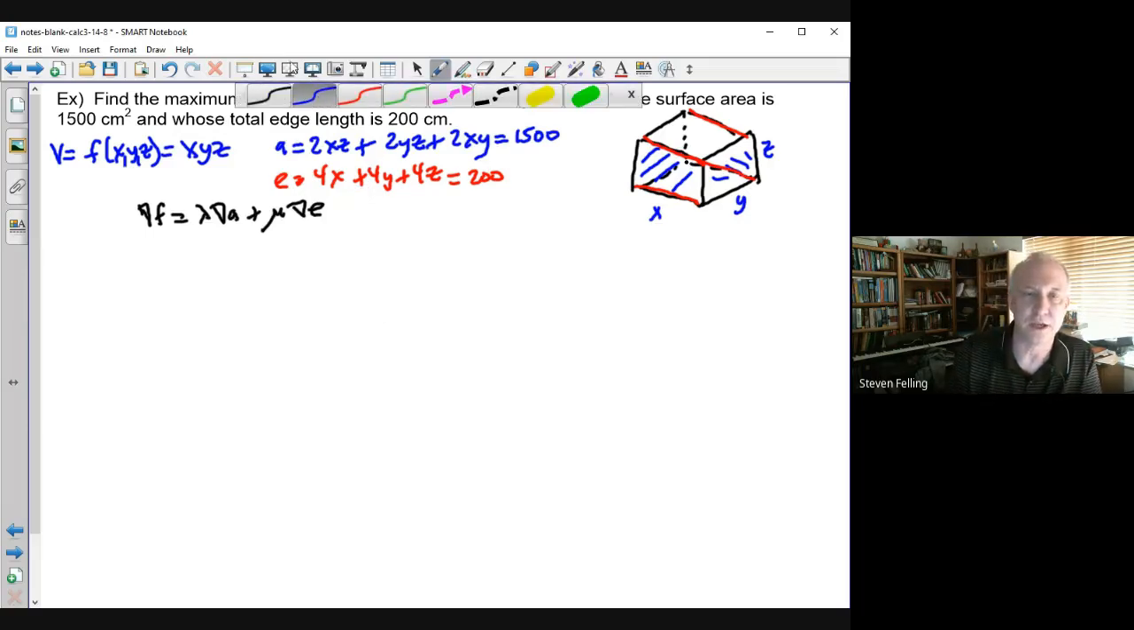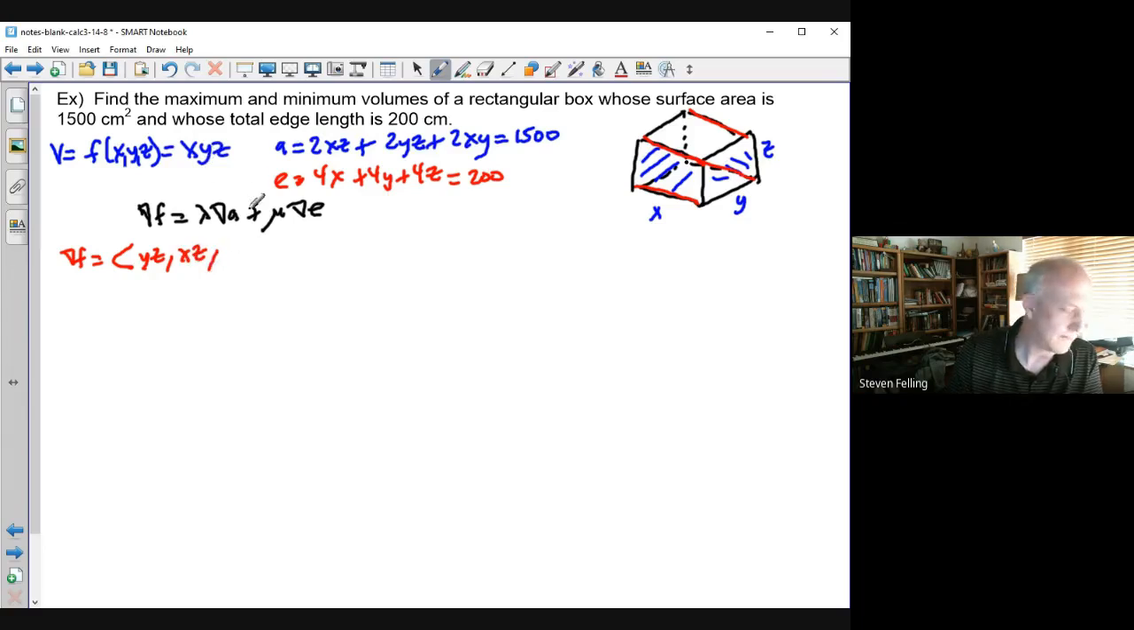I'll do that in red. Okay, so the gradient of F, that would be the partial derivative in the x direction, which is yz. And then the y component would be the partial derivative in the y direction, which would be xz, right? And then the partial derivative in the z direction, which would be xy, right?